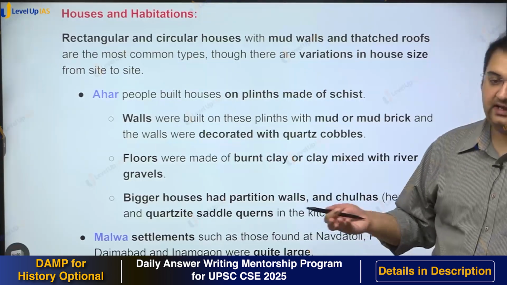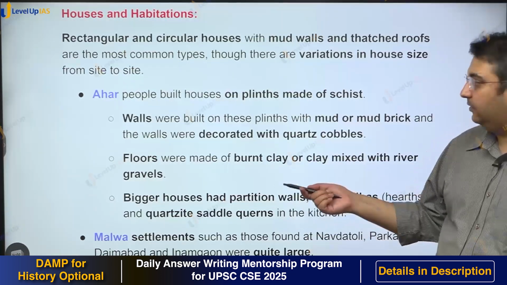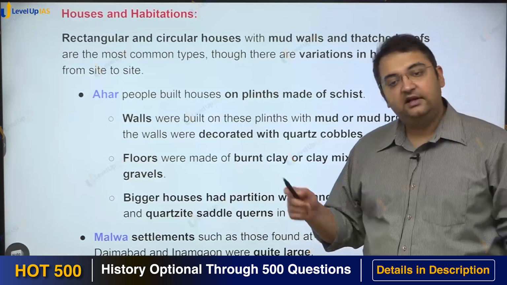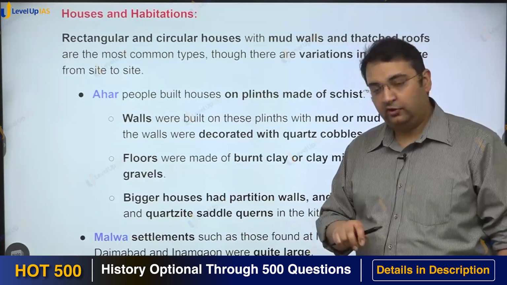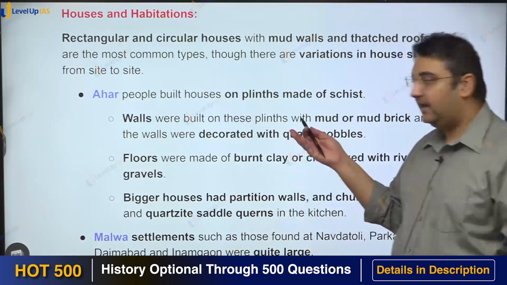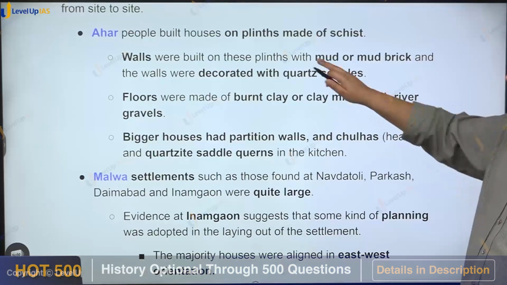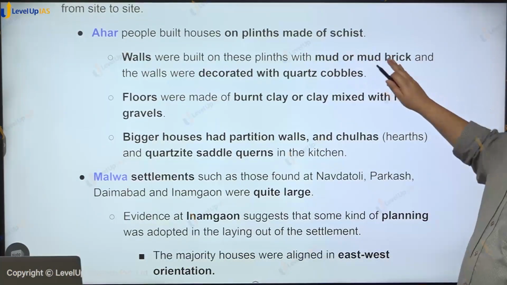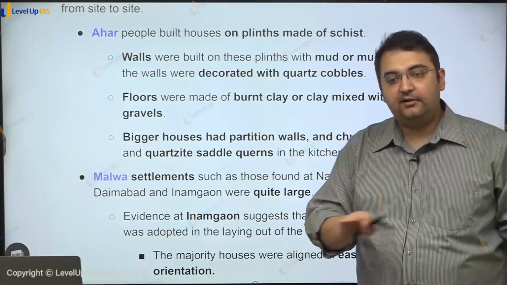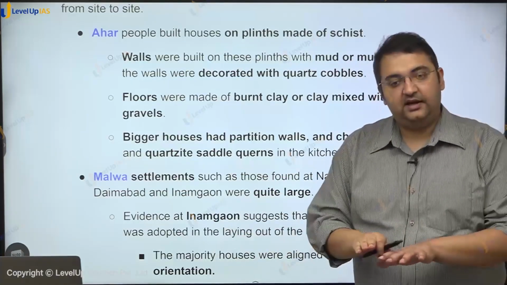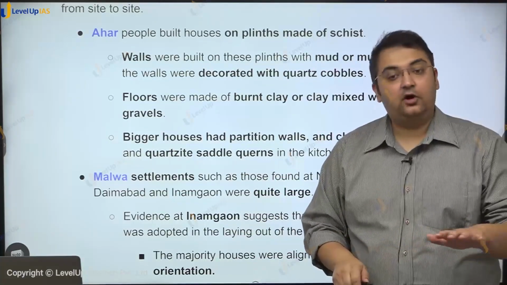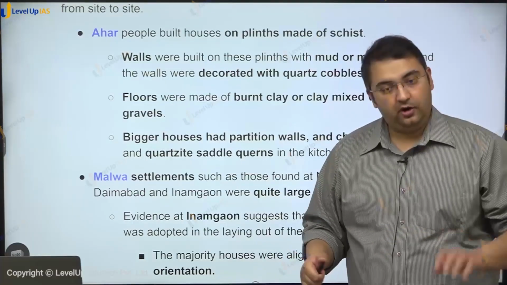हर रीजन का अपना एक क्लाइमेट होगा, तो climatic and ecological adaptations are going to be there. The level of material development is also going to be different, right? So as a result, there is a variation. Ahar people, they built houses on plinths made of schist. तो सीधे ग्राउंड पे नहीं लगाते थे, एक फाउंडेशन क्रिएट करते थे ऑन स्लेट्स और ऑन स्लैब्स मेड ऑफ schist.